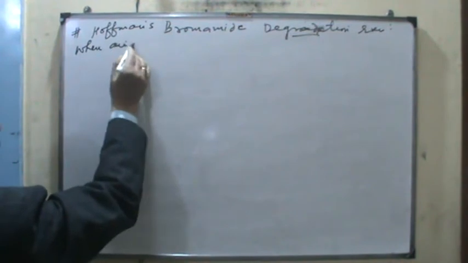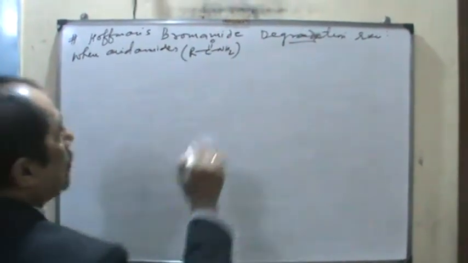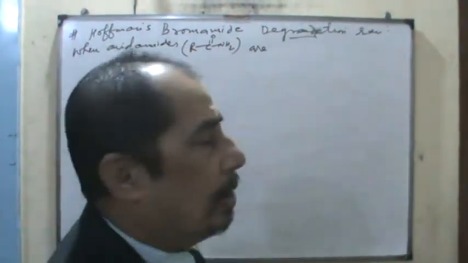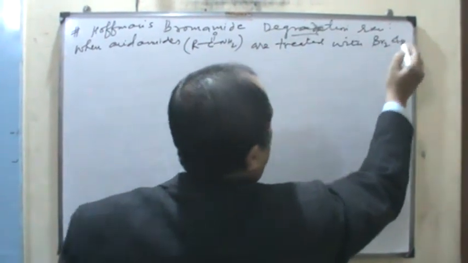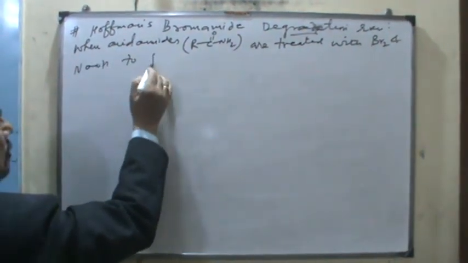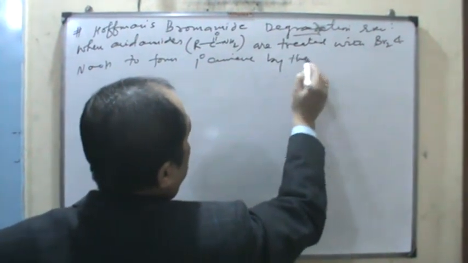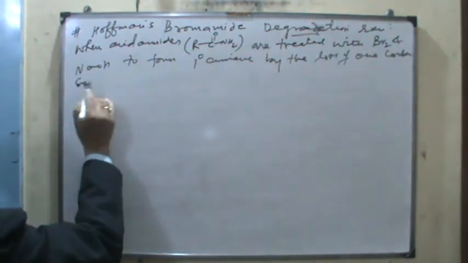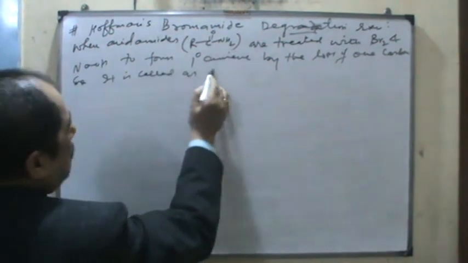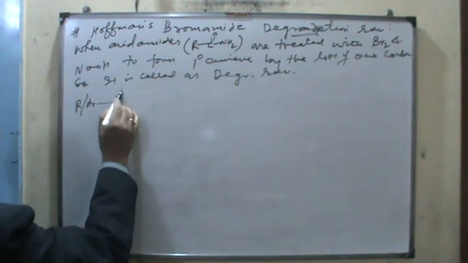Propanamide. So the definition is when acid amides RCONH2, either aliphatic or aromatic, no problem, acid amides are treated with Br2 and NaOH to form 1 degree amine by the loss of 1 carbon. That is why it is called as degradation reaction.